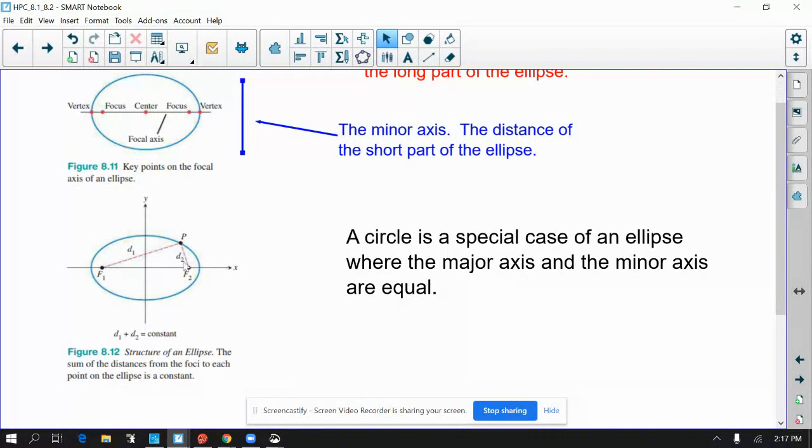And here's another distance definition. Any point on this ellipse, if you measure these two distances and add them together, that sum will be the same for any other point that you try. So if you pick another point over here, measure these two distances and add it up, it's going to be the same as if you added these two up.